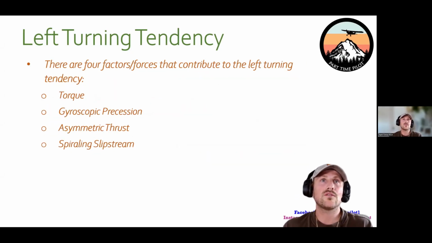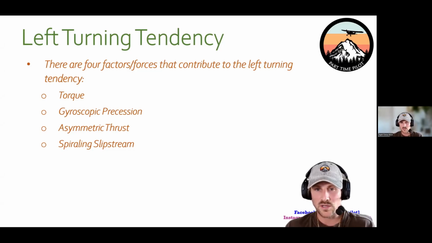There are four forces or factors that contribute to the left turning tendency. There's torque, there's gyroscopic. Can you guys see my purple guy? Yeah, okay. Torque, gyroscopic precession, asymmetric thrust, and spiraling slipstream. So we're going to talk about each of these.